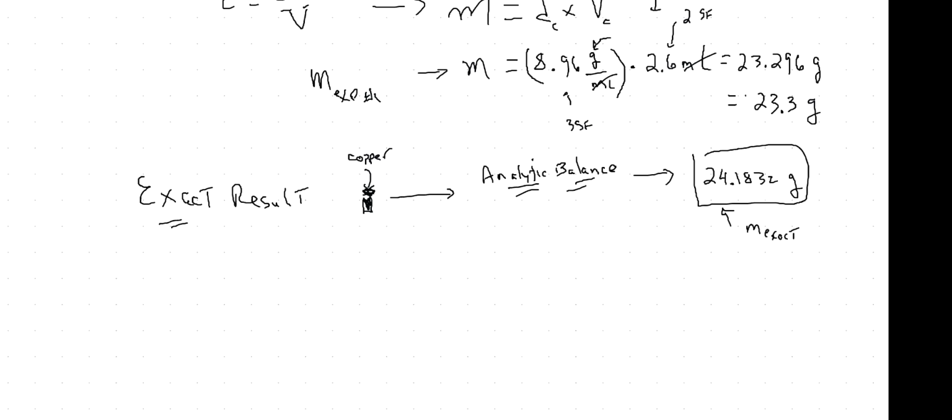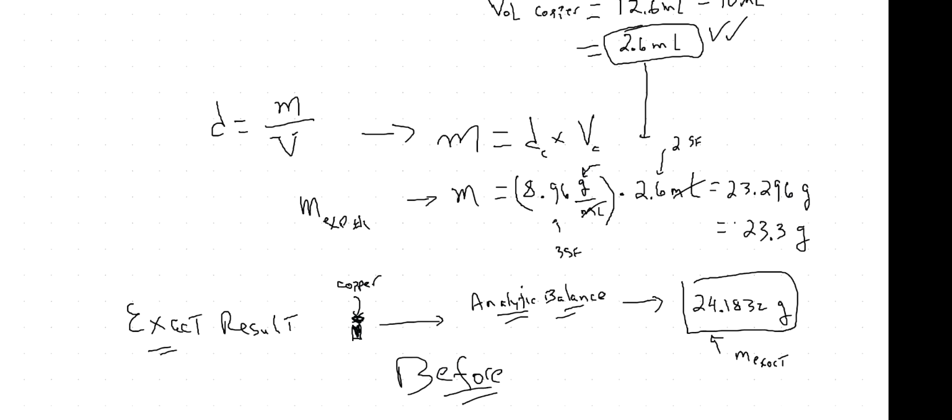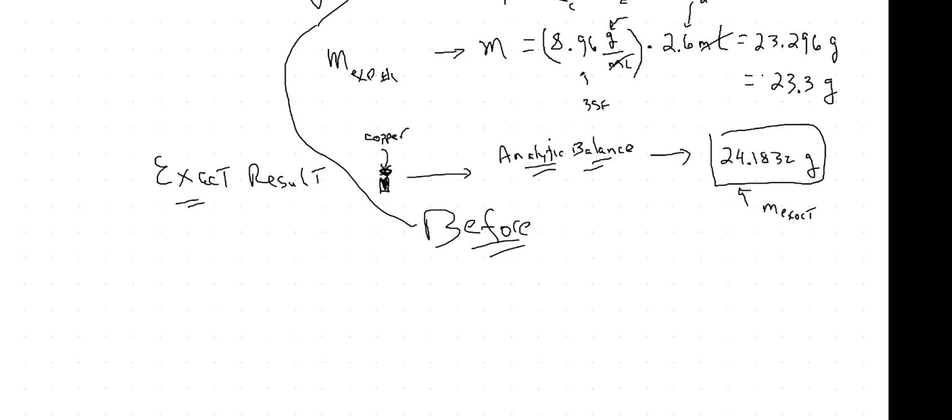So what did I have? 24.1832. Now remember, I want you to pay attention, because those of you who go to lab, before we do the experiment where we put it in the water, we want to get the mass before we put the copper in water. So before you put the copper in the water, you have to put it on the balance, the centigram and the analytic.